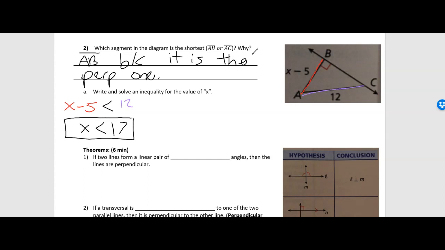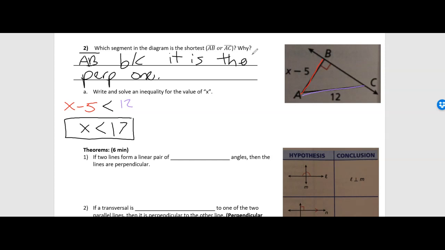So think about this. Does this make sense? If x is any number less than 17, will the red segment always be shorter than the purple? Well, if x was 15, then the red segment would be 10. 15 minus 5 is 10, which is shorter than 12, so that works. Now, we're not quite done with this problem.